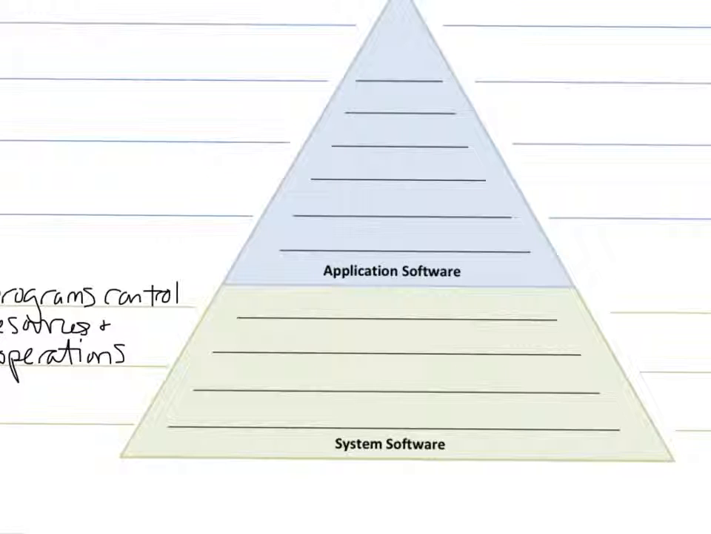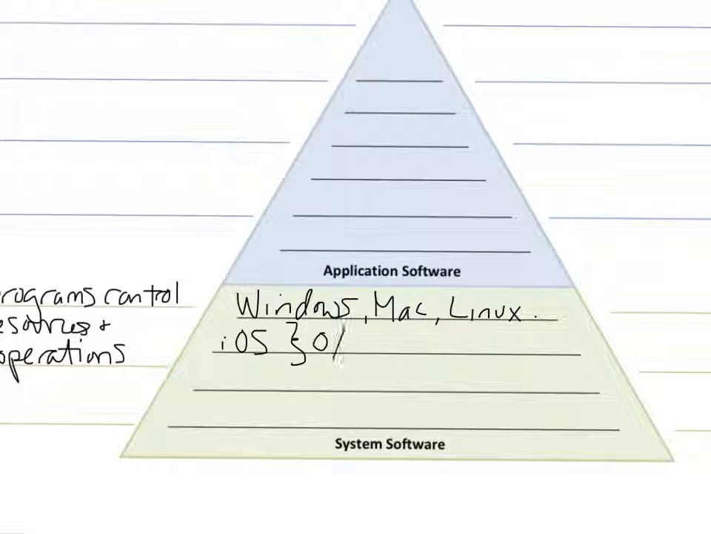What do you guys have written on the inside? Windows, Mac, Linux. How about like iOS 7? iOS. Those are all operating systems, right? But there are two other things aside from operating systems that are part of system software. Go ahead, Quinn. Utilities and language translators. Right, so you've got utilities and language translators. Name a utility for me.